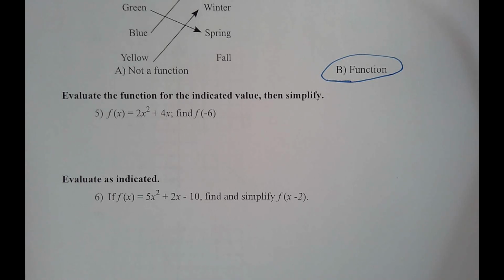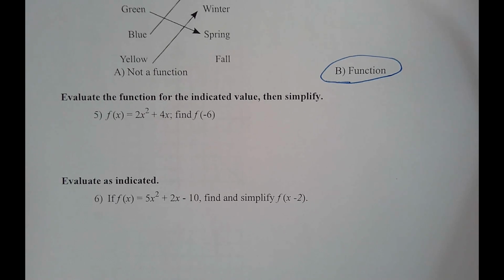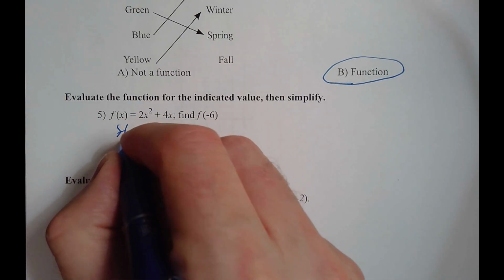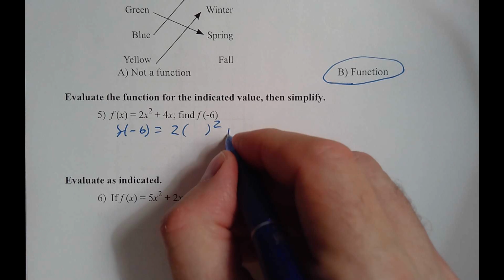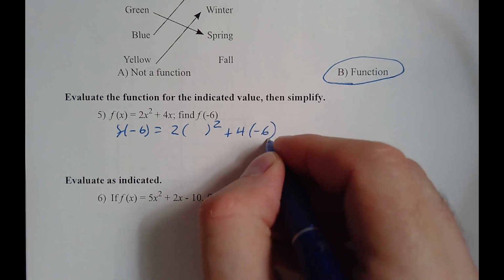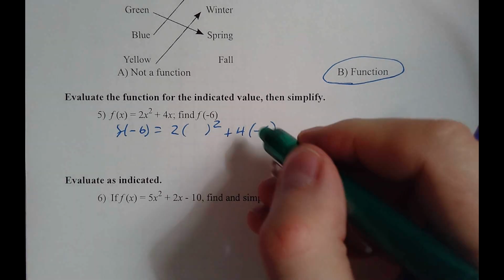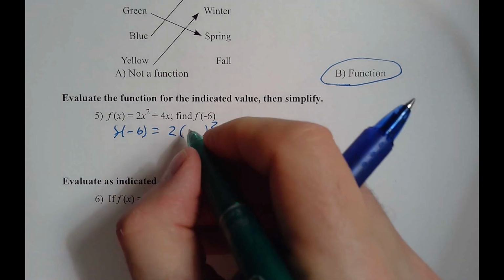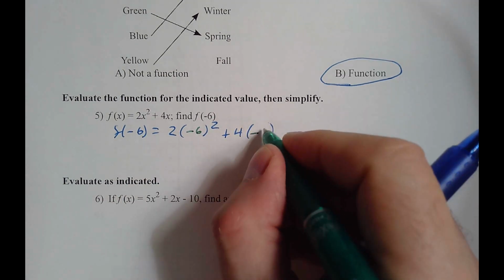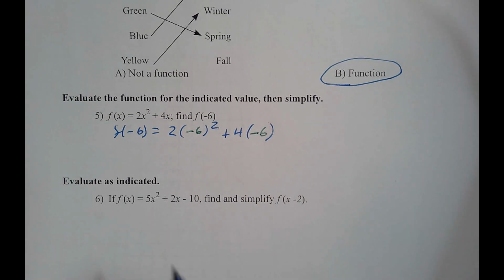All right, go ahead and pause the video on this one. Go ahead and try it out. Plug it in and do your order of operations. And then when you're done, resume the video. All right, let's go ahead and try it out. So I'm looking at f of -6. So wherever I see an x, I'm going to replace it by, well, did that wrong. Go ahead and replace it by -6. Follow your order of operations.